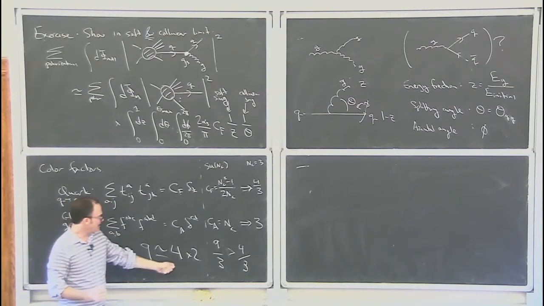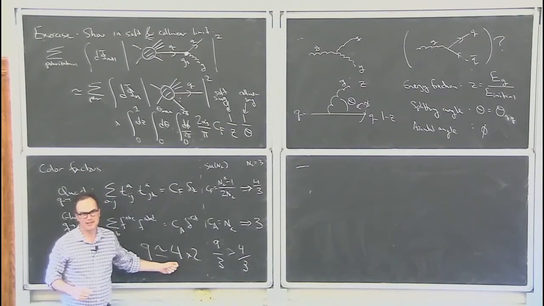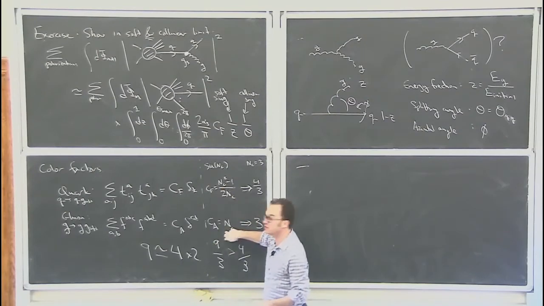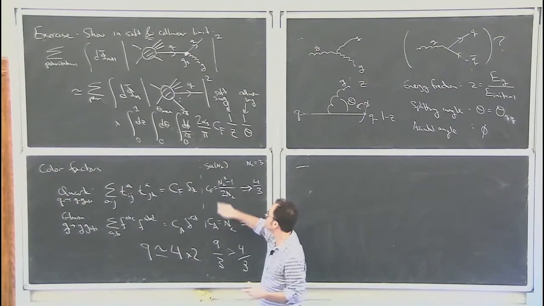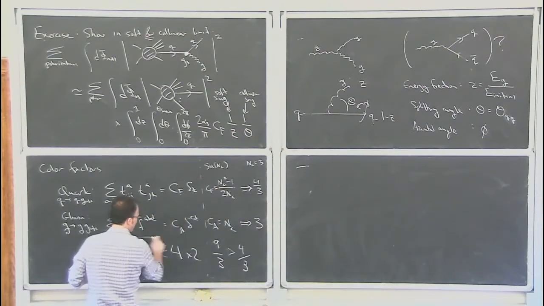And if this looks goofy to you, it's less goofy if you go to the large NC limit. So in the large NC limit, this minus 1 doesn't matter. And you see that actually you get a factor of 2, that in the large NC limit, it really is true that adjoints are twice as colorful as fundamentals. And, you know, that's a reasonable approximation.